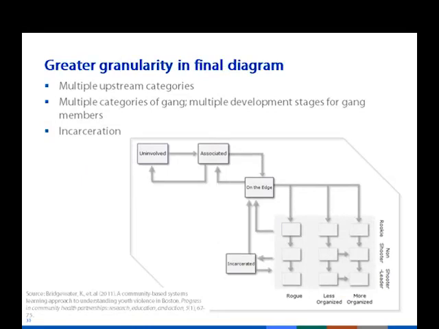In the process of engaging stakeholders, we were able to increase the level of granularity in the diagram and to support a rich set of discussions about how public services targeted different flows in the system. As shown here, we added multiple categories to the map, differentiating between development stages for gang members, as well as differentiating between different gang types. We extended the structure so that we could consider the dynamics around incarceration of youth.